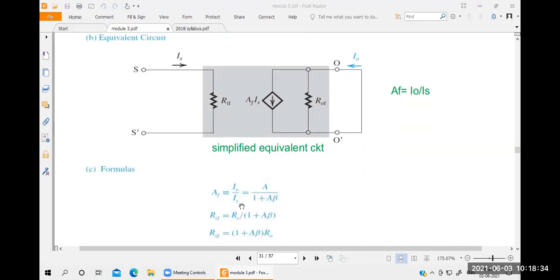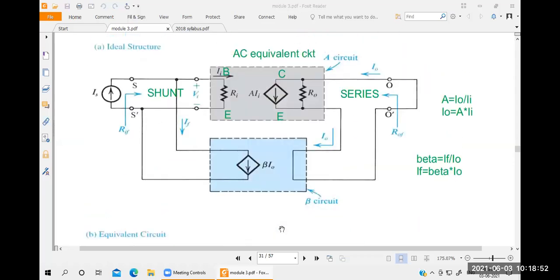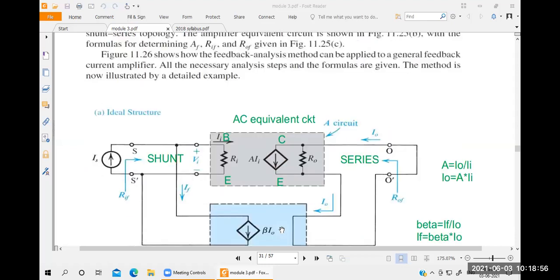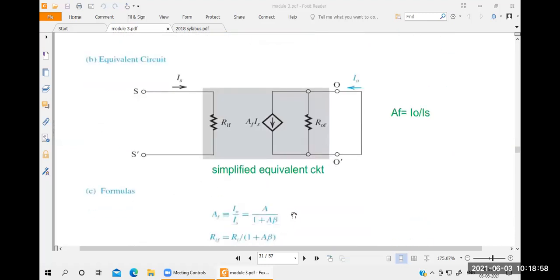Understood? So you can write the equation here. AF is equal to I naught by IS, which should be equal to A divided by 1 plus A beta. Then RIF, because this is a parallel connection, you can write as Ri divided by 1 plus A beta. For series, you can write 1 plus A beta into R naught. Understood? So this is the complete qualitative analysis for the current amplifier.